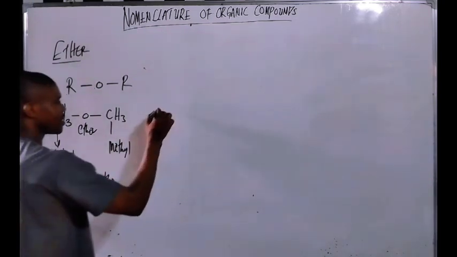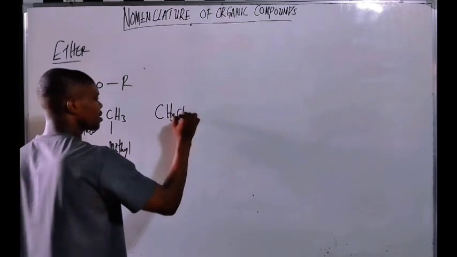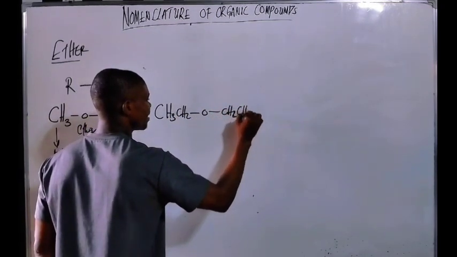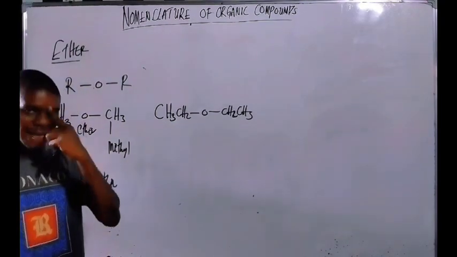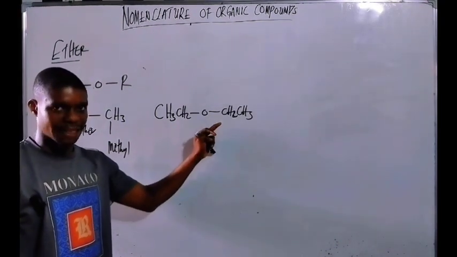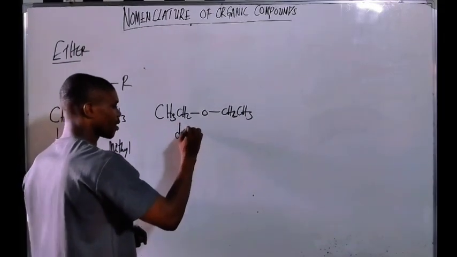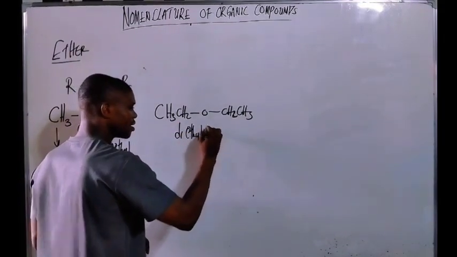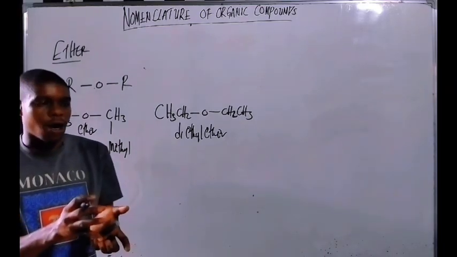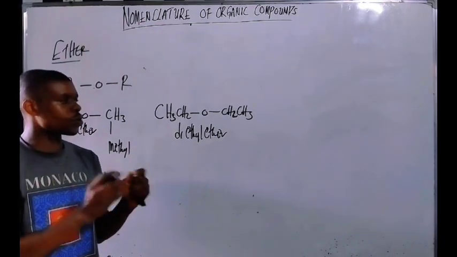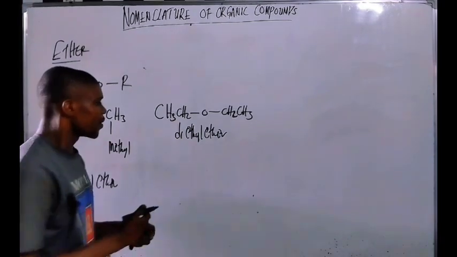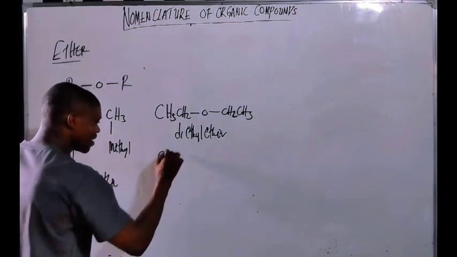If I have CH3CH2OCH2CH3, what is the name of this? Here we have ethyl on both sides, so it's going to be diethyl ether. So this is the common name of an ether. Do you understand?